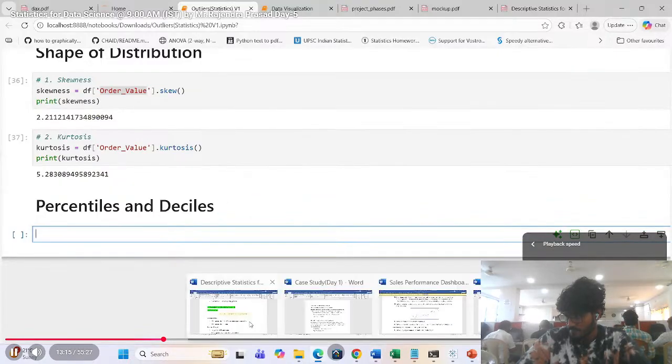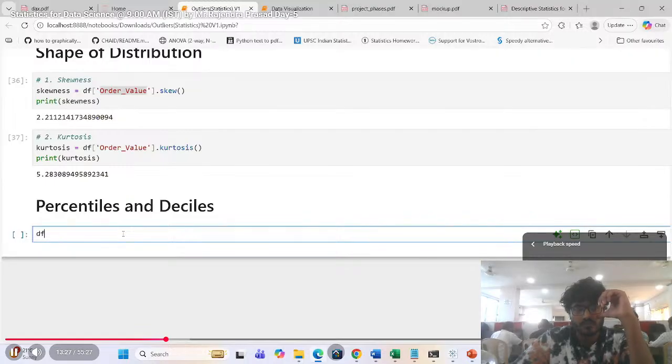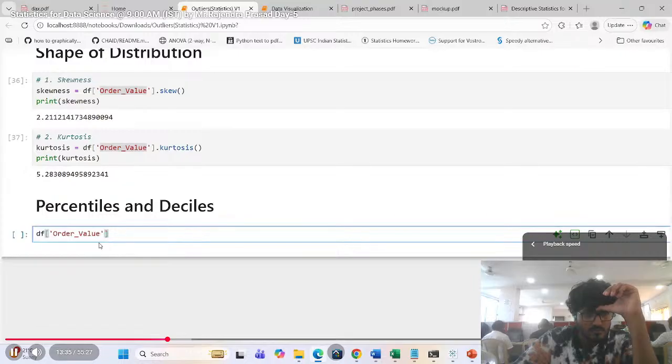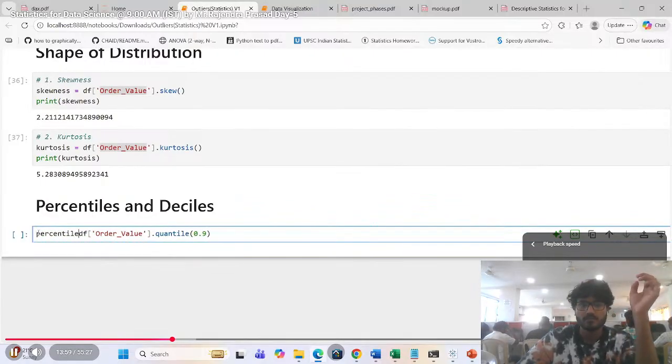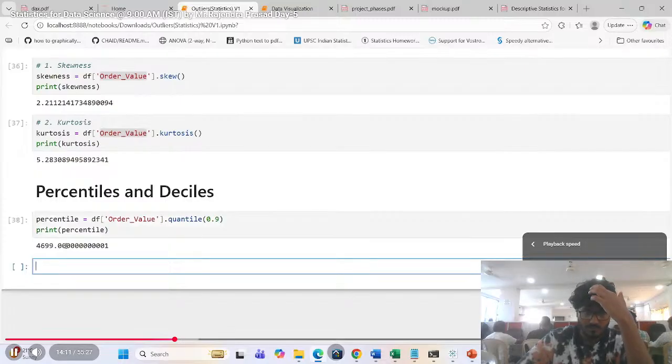So now we are going to calculate percentile. I said I wanted to get the 90%. How can I do that? DF, select the column that you want to calculate, dot, I want to find the quantile. In the quantile, I want to find 90%, so 0.90 or 0.9 is enough. When I do that, I get the 90% of the data. For example, percentile equals this, and I want to print the percentile value. How much did you get? 4,699.